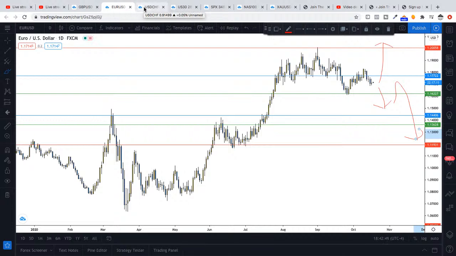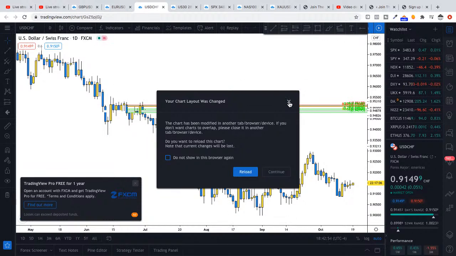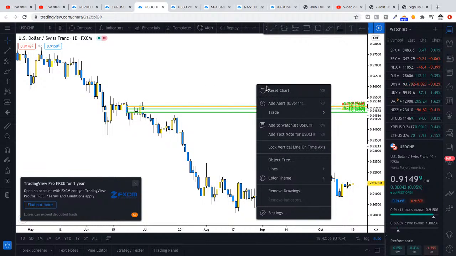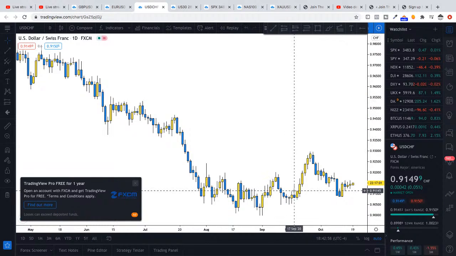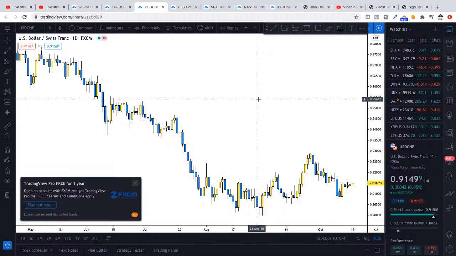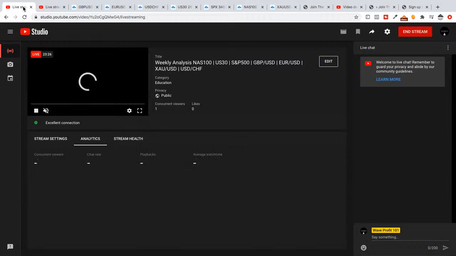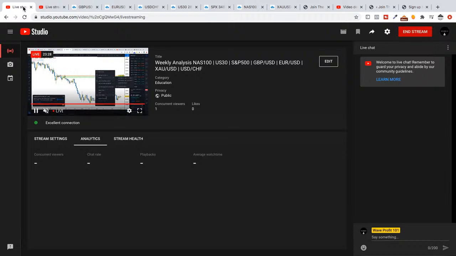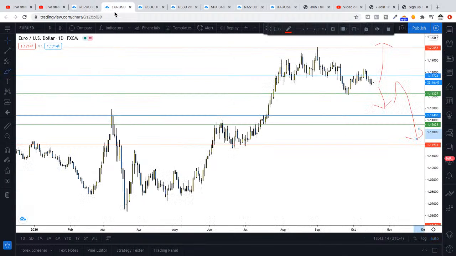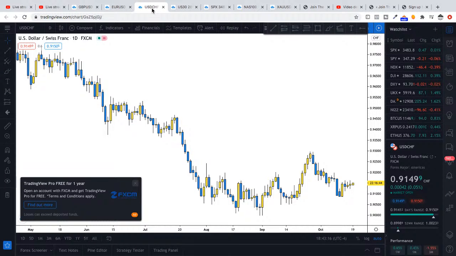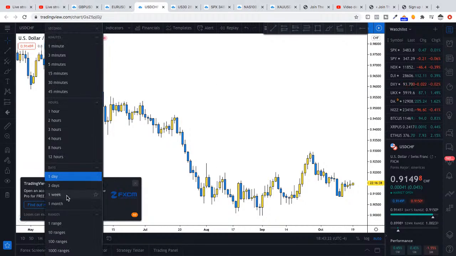That's going to be the USD CHF. All right, just clean this baby up. No drawings. By the way, let me just check the stream. I don't know if it disconnected or it kept going, but hey, I'm gonna keep going. USD CHF. We're gonna do the same thing here.